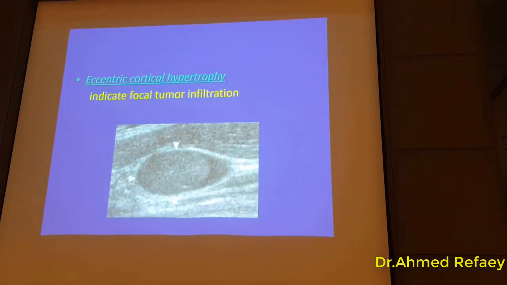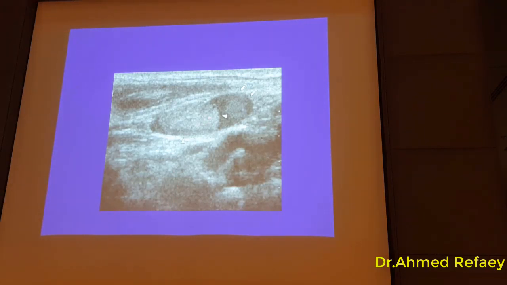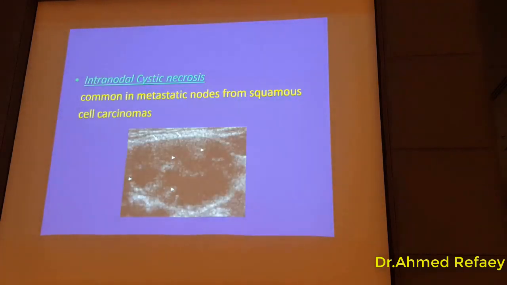The second feature, which is very important, is what is known as eccentric cortical hypertrophy. This is eccentric cortical hypertrophy encroaching upon the internal part of the lymph node. Also like this one, this is another example of eccentric cortical hypertrophy. This is one of the features of a metastatic lymph node in the neck.